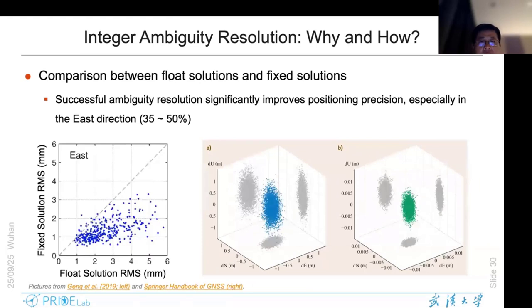So then, what's the reason for fixing the ambiguities to integers? This is actually a very hard step and can go wrong, and you have to struggle to decide whether your ambiguity resolution step is correct or not. This figure shows the reason why we need to fix the ambiguities. From the bottom left panel, you can see a comparison of the float solution without fixing ambiguities, compared to the fixed solution with the ambiguities resolved to integers. You can see for the east component, after we fix the ambiguities, we can improve the precision by 30 to 50%. This is a great improvement if we would like high precision positioning performance to be guaranteed.